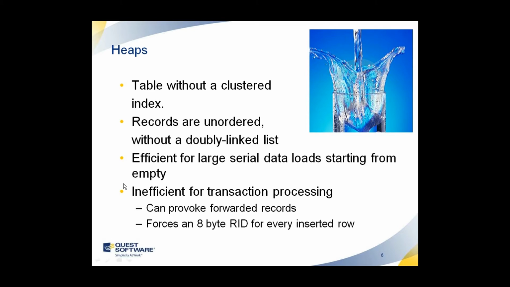Also, all the records, as I mentioned, have no ordering, and there's not a doubly linked list that comes with the ordering of the records in the clustered index. So why am I even talking about it if it doesn't have this stuff? Aren't they useless then in that case? Well, actually, no. Heaps actually do have some situations in which they can be really useful.